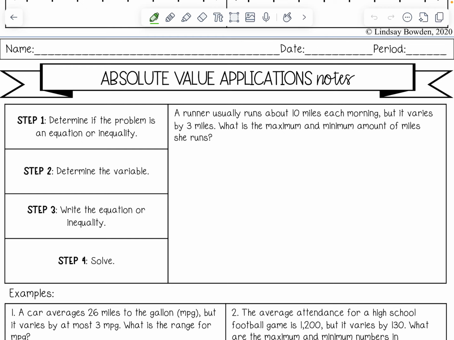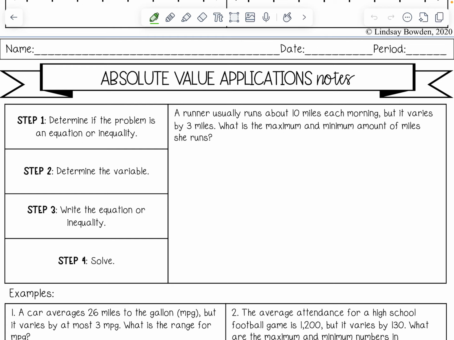So let's go ahead and read this. A runner usually runs about 10 miles each morning, but it varies by 3 miles. What is the maximum and minimum amount of miles she runs? So that what is tells me it is an equation. It's not saying at most or at least. It's what is, so equals.